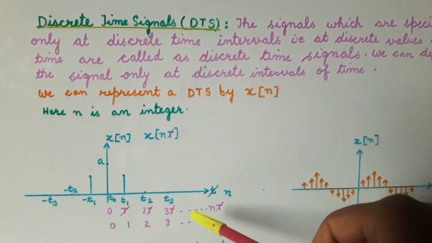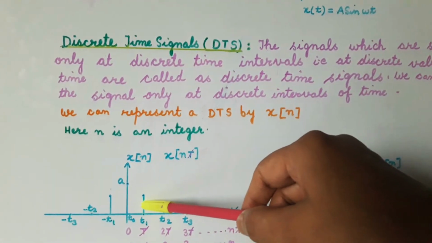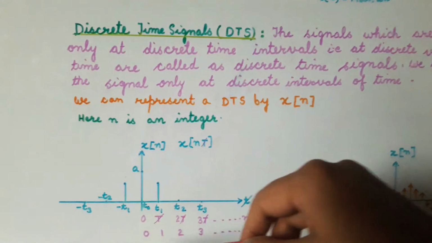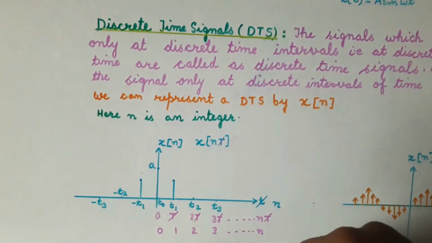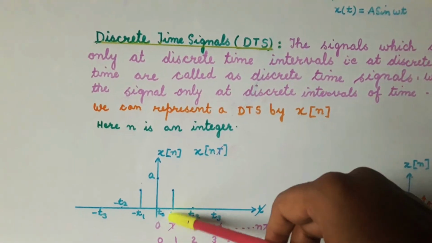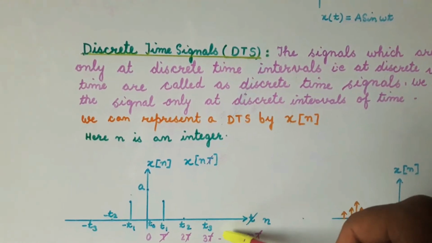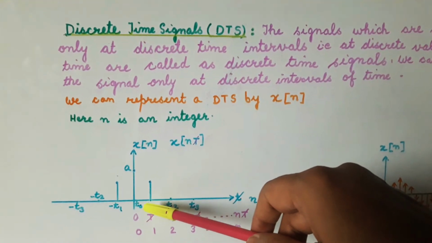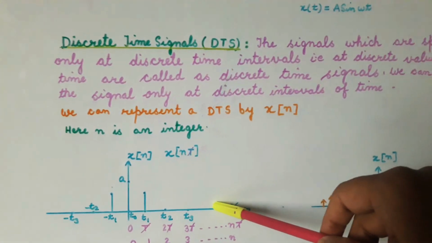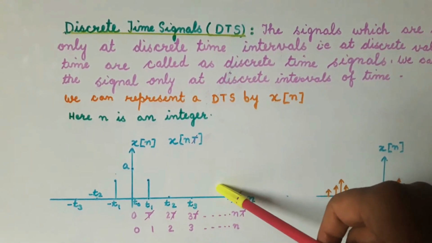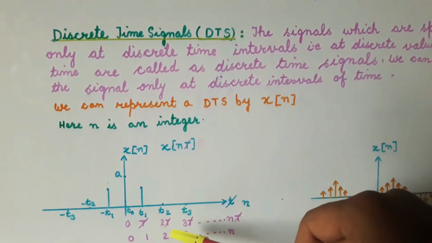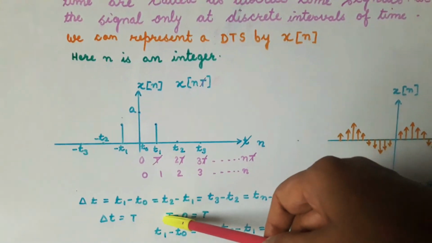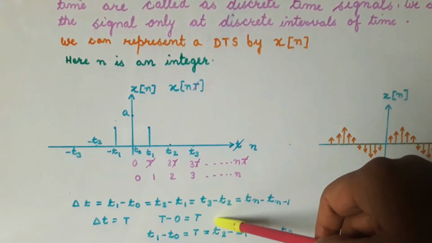Let us suppose that the time interval between two of these is equal to delta t. Then delta t will be equal to t1 minus t0, that will be equal to t2 minus t1, which is also delta t, and t3 minus t2 is also delta t. Similarly, tn minus t(n-1) is also equal to delta t. Now this delta t can be equal in each case, or it may not be equal. Suppose delta t is equal in each case, then delta t will be equal to t1 minus t0, equal to t2 minus t1, equal to t3 minus t2, and so on.